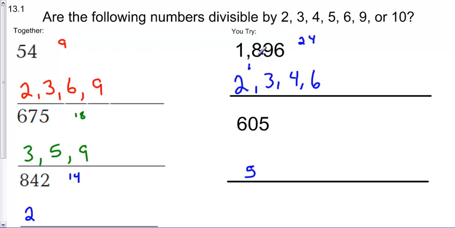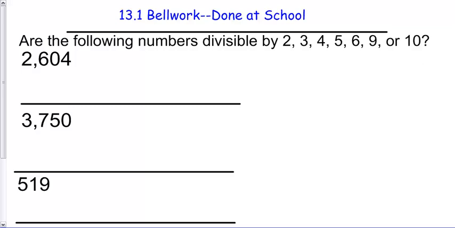Here we go. 1,896 is an even number, so I know it's divisible by 2. If I add them up, I get 24, so I know 24 is divisible by 3. 96, the last two digits, are divisible by 4. And then not a 5, 6, yes. And then 9, no, because it's 24, and then 10, no, because it ends in 6. 605. It's an odd number, so I didn't mess with the even numbers. If I add them up, I get 11. So that only leaves me with 5.